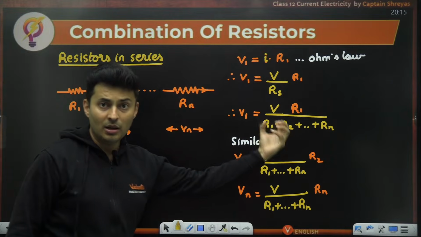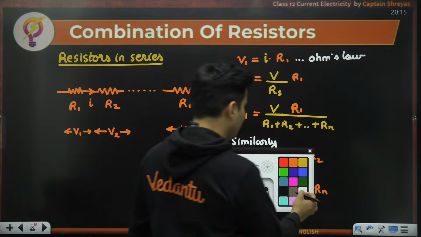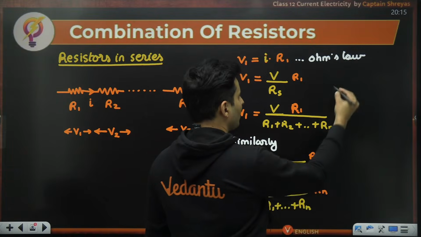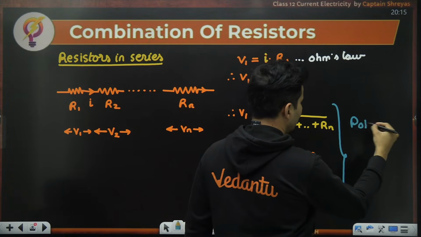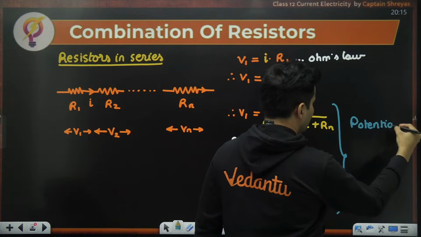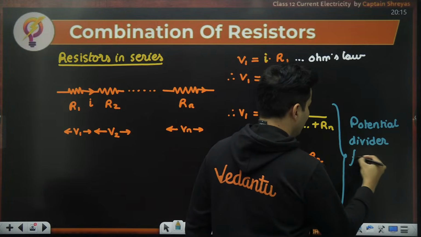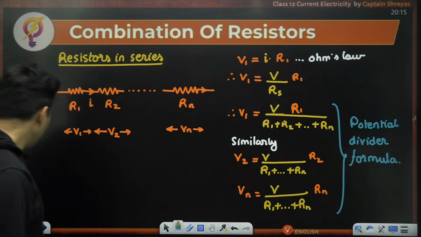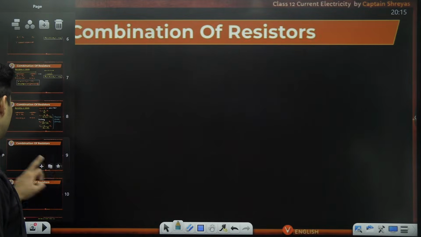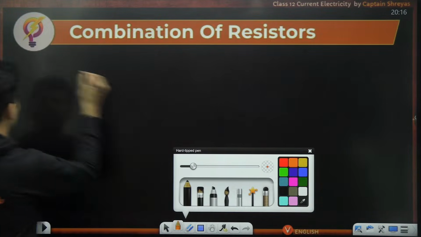This formula for finding that voltage is called the potential divider formula, right? So whatever formula you are seeing over here is called the potential divider formula. Very, very important. Let me show you some examples on this, then you will get some confidence. So let's do a question on this.